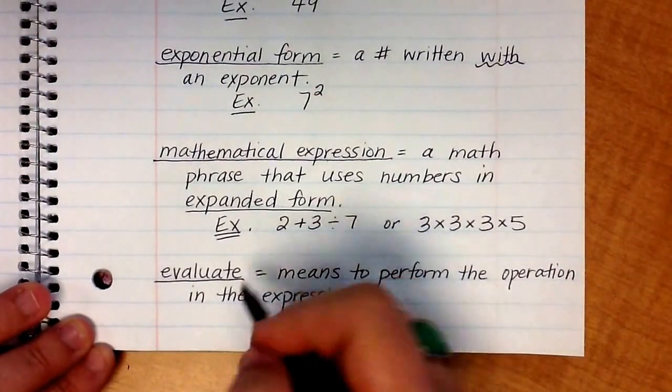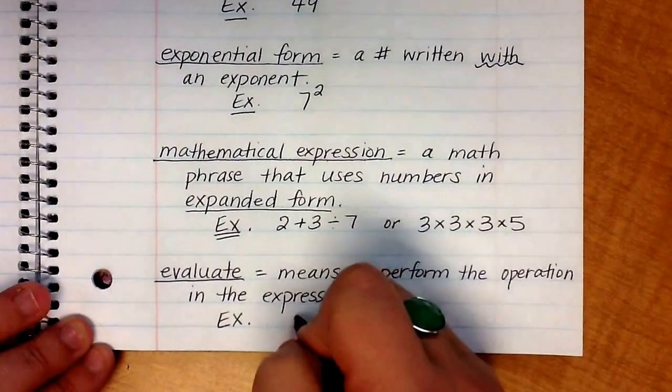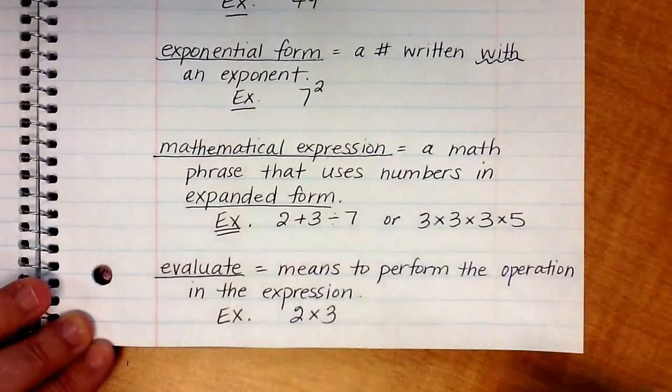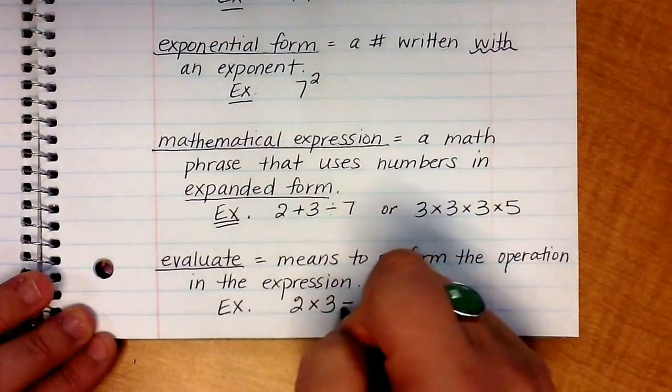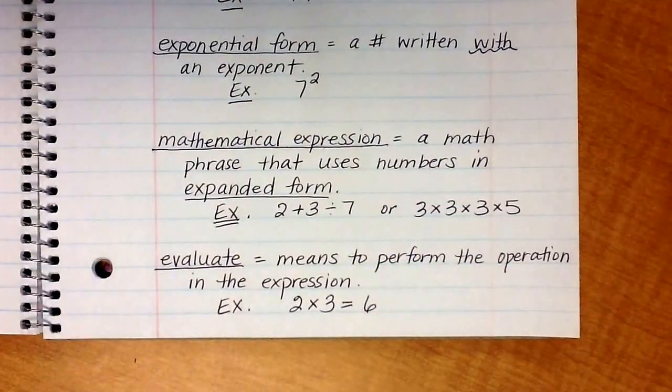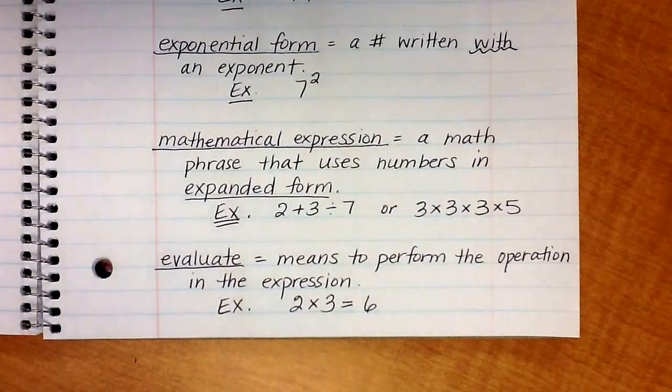So my example for this would be, let's say 2 times 3. That's the expression. And when I evaluate it, it is 6. So we don't say solve, we say evaluate the expression. If I evaluate 2 times 3, then it's 6.